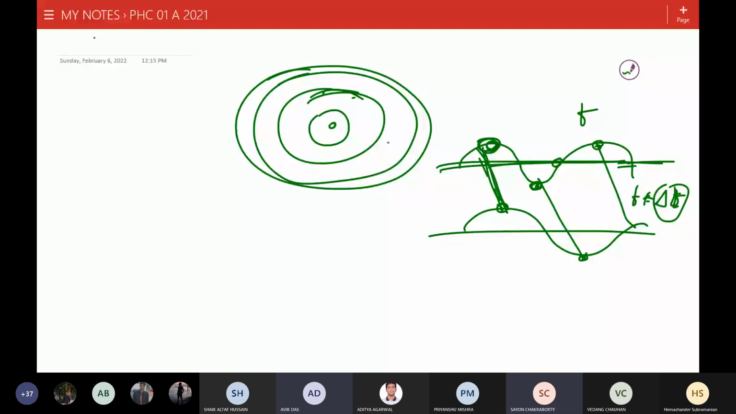Student: Sir, can we use change in area between two successive crests? Change in, where is the area here? Student: Between two successive crests, like this and this. Yes, but this is going to be a constant, right? The wavelength will be a constant of a wave, right? Okay, any ideas?